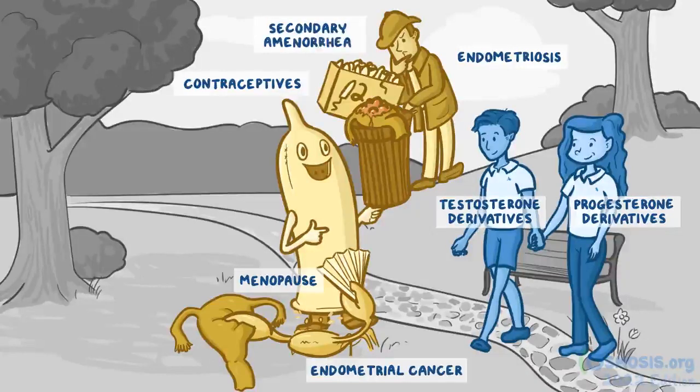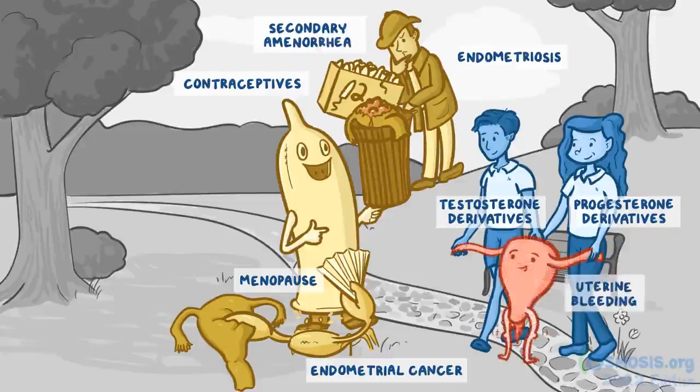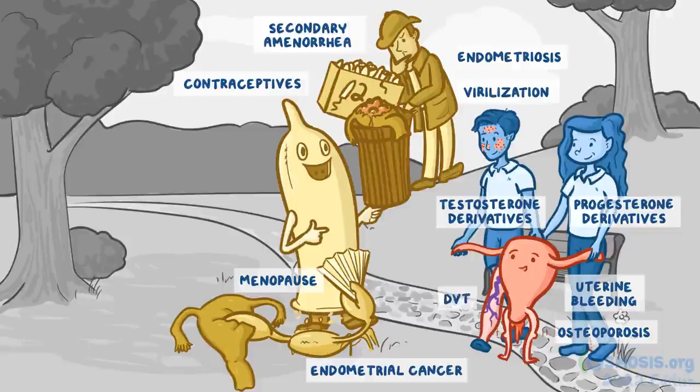For side effects, let's have the man and woman holding hands with a happy little uterus who's bleeding, and it also has shaky, bony legs to represent osteoporosis. Now, these side effects are common in both the progesterone and testosterone derivatives. Okay, next let's give the man a lot of acne, since the older testosterone derivative progestins can cause virilization. His leg is swollen with a bulging purple vein, since the newer testosterone derivative progestins increase the risk of thrombosis.